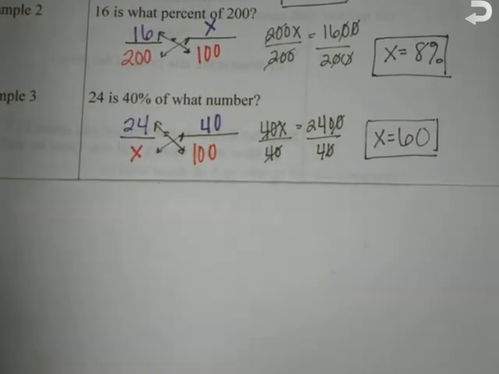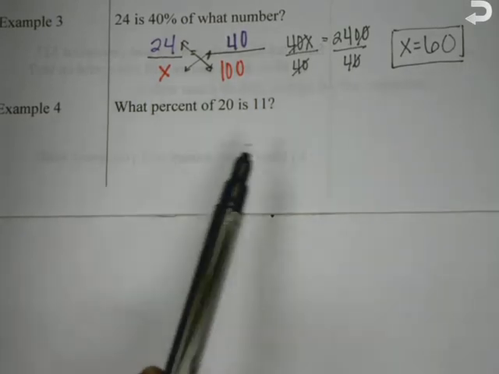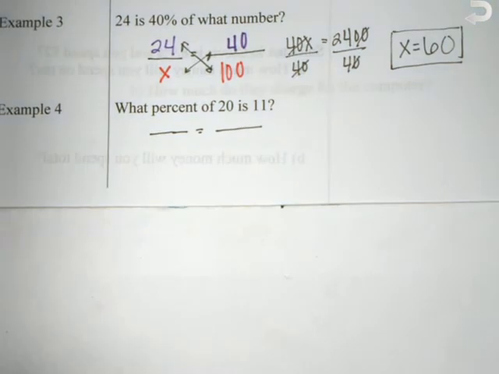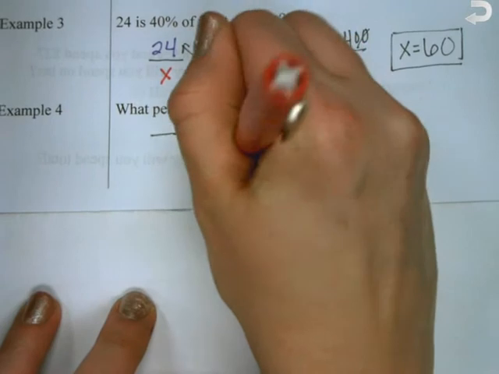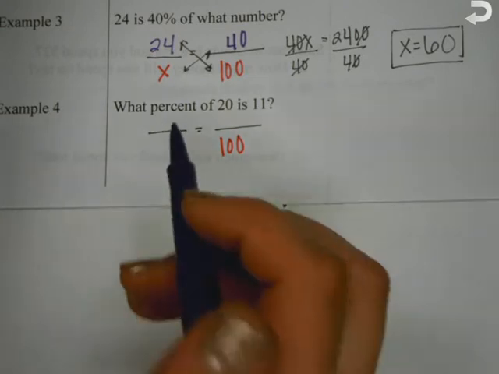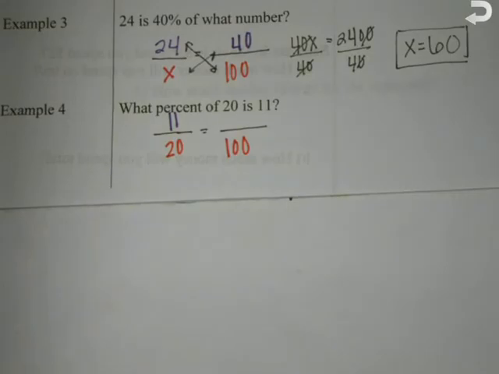So this one you guys are on your own. 4. What percent of 20 is 11? So first thing I'm going to do, I'll help you get set up. Set up a proportion. And what's the one thing we can always put? 100. Okay, now you guys are on your own. Alright, what percent of 20 is 11? So what am I going to put on top on the left-hand side? 11, good. What's going to go on bottom? 20. So what's going to go on top on the right? X, because we don't know what the percentage is yet.